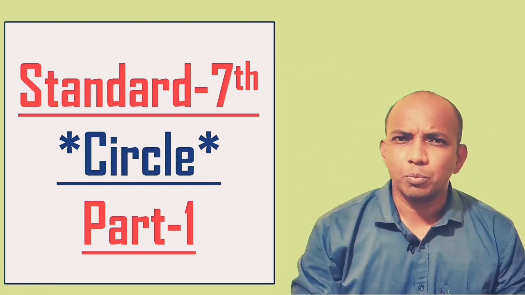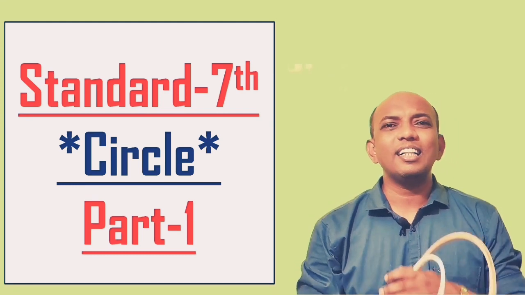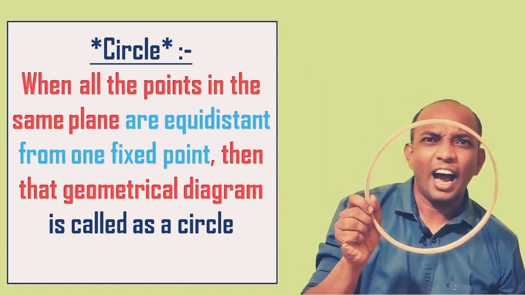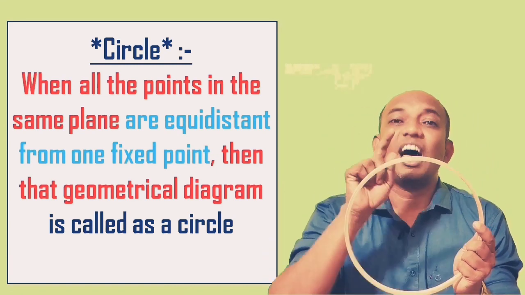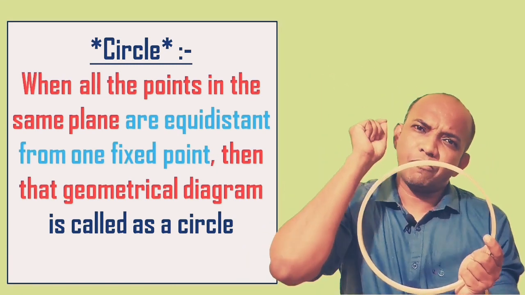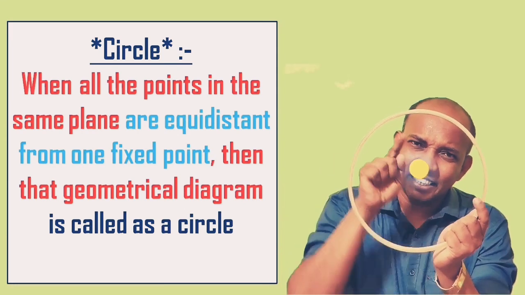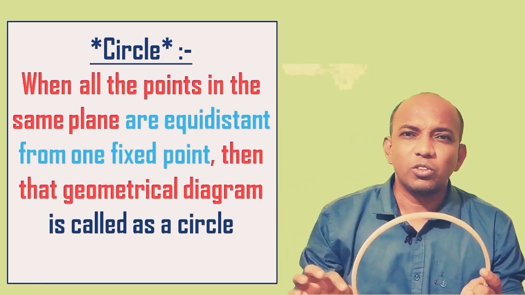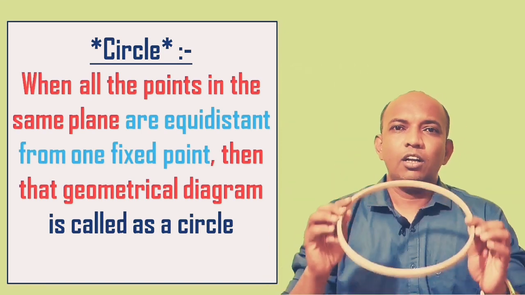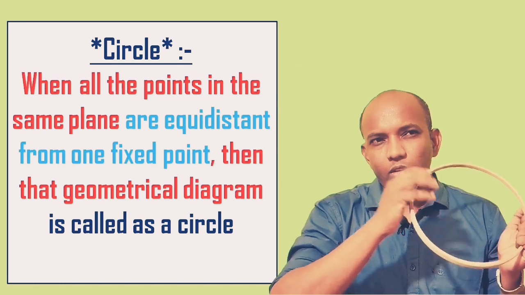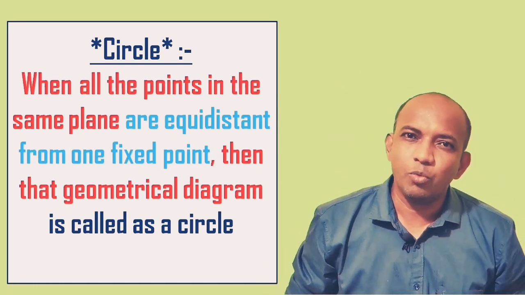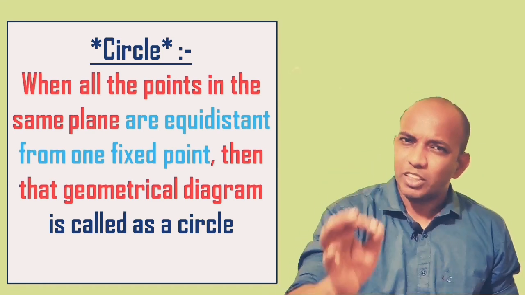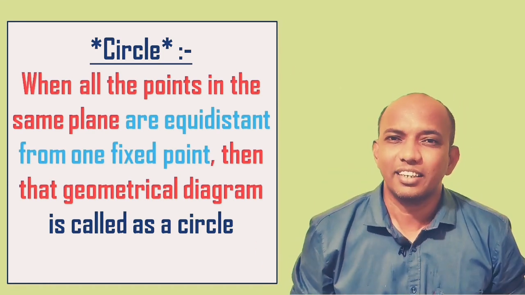For this circle, let's begin with its definition first of all. Circle is nothing but a collection of points right at the brim, and all these points are equidistant from a fixed point which is exactly lying at the center. So from the center, every point which is present on the circle is equidistant, correct? So in short, we can say a circle is a geometrical figure in which all the points in the same plane are equidistant from a fixed point, and that makes it a circle.